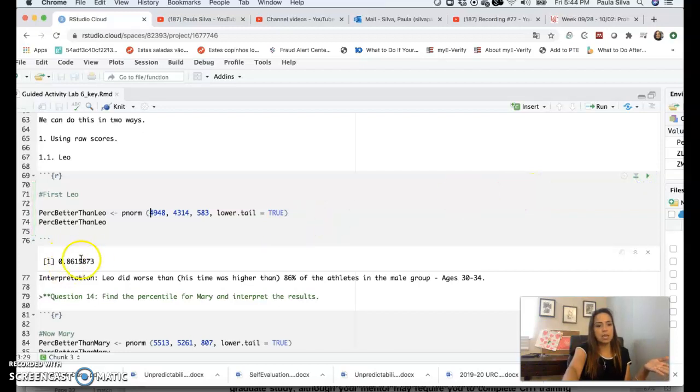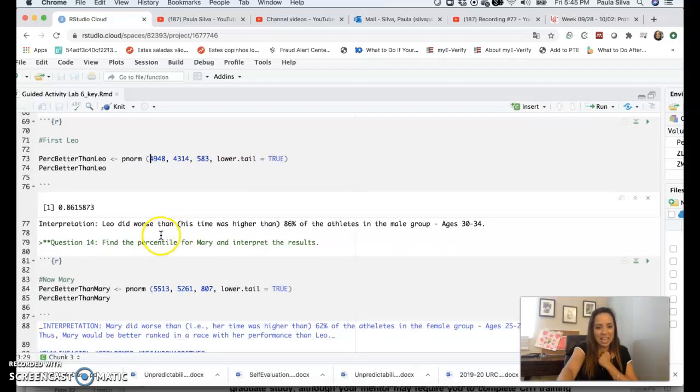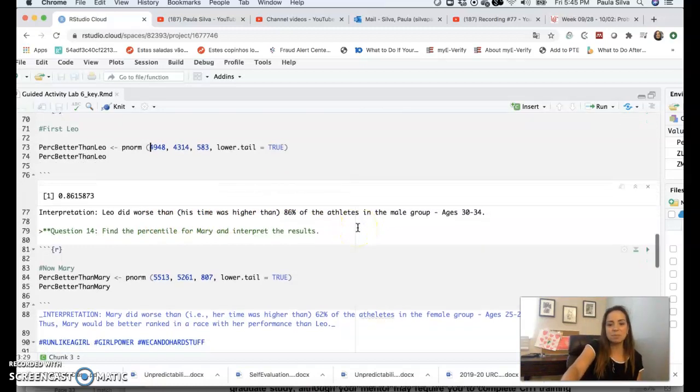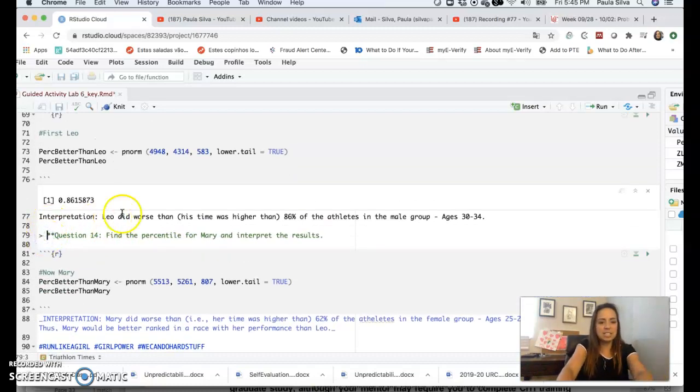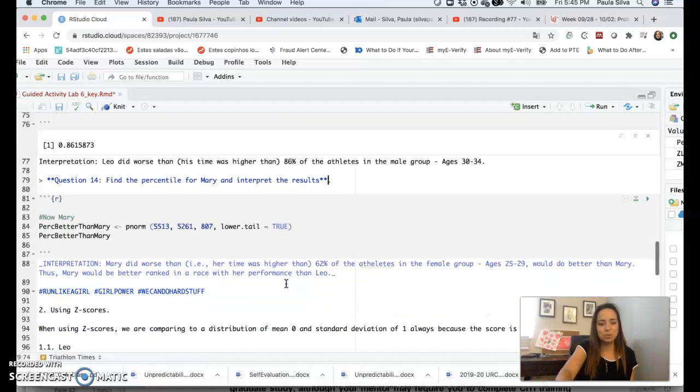So we'll run this. We have 0.86. So he's in the 86th percentile. Being in the higher percentile in this case, again, means worse, because higher time is worse time, worse performance. So Leo did worse than, his time was higher than 86% of athletes in the male group. Now you find the percentile for Mary. Don't look at the results, go try it out, and then come back for the solution.